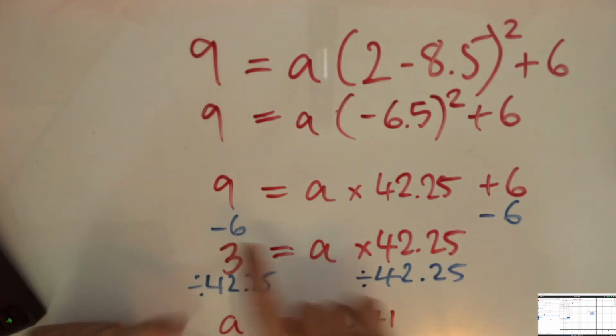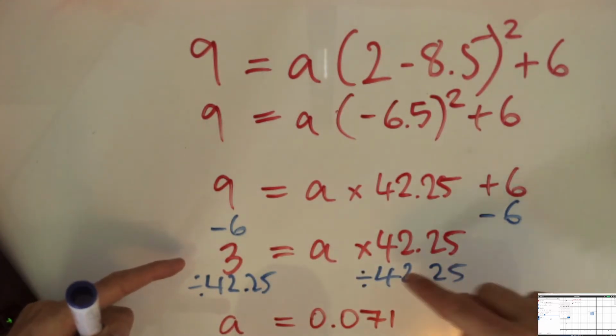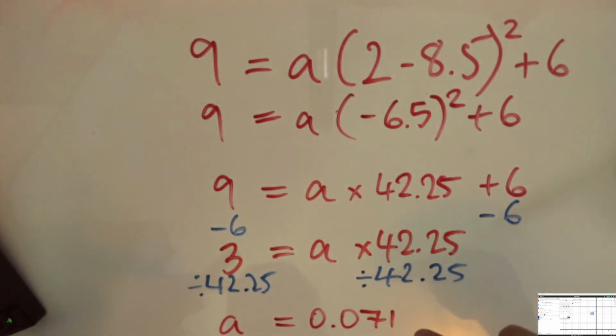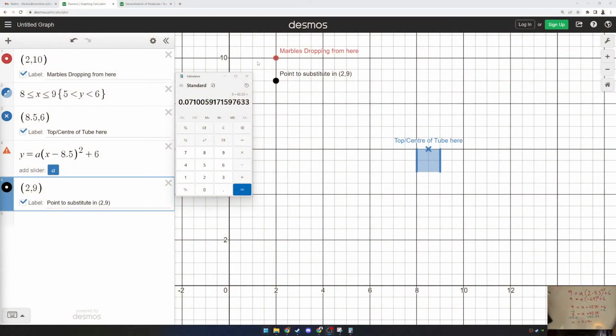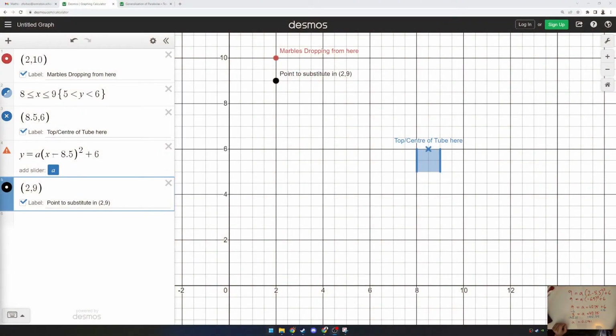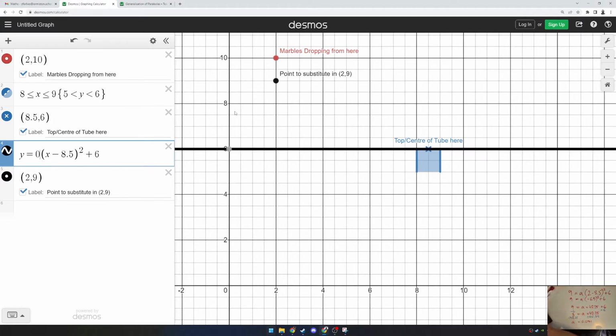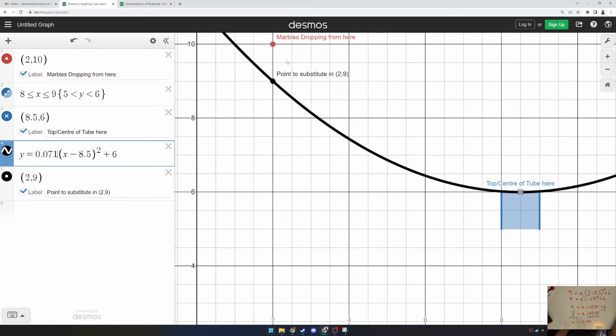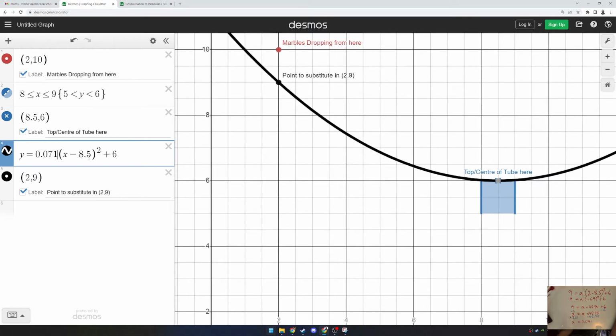Okay, so let's have a look at that. I just did opposites. If I've got plus 6, I minus 6. When I have times 42.25, I just divided by that, and now I end up with the scale factor. So now let's go back here. Now I actually have a value for a that I can just put straight in here. I know that it's 0.071. And notice that that perfectly goes through this coordinate here.